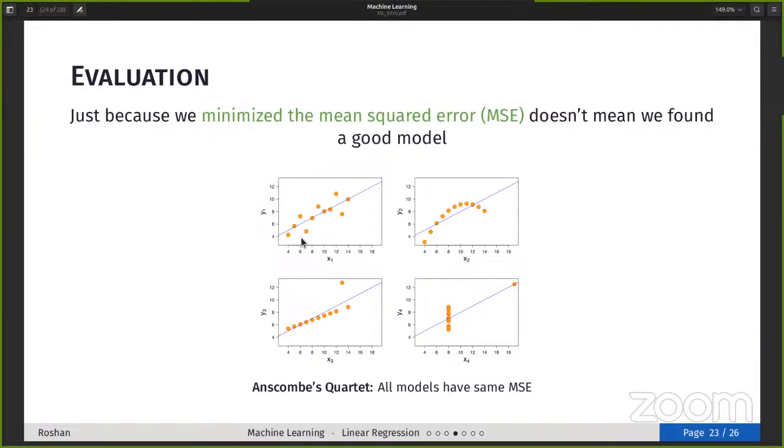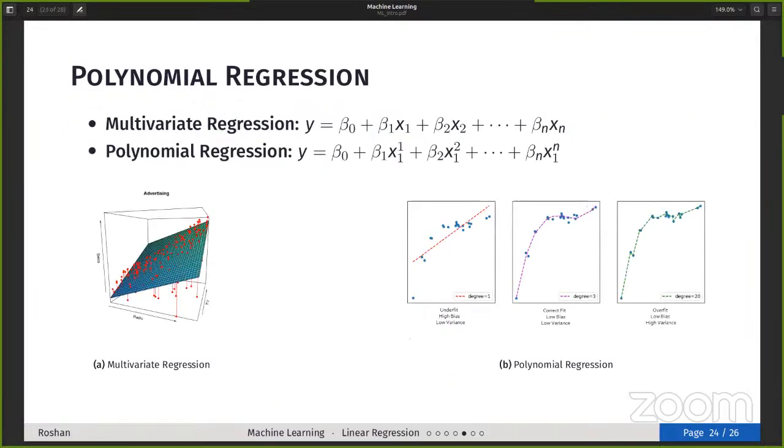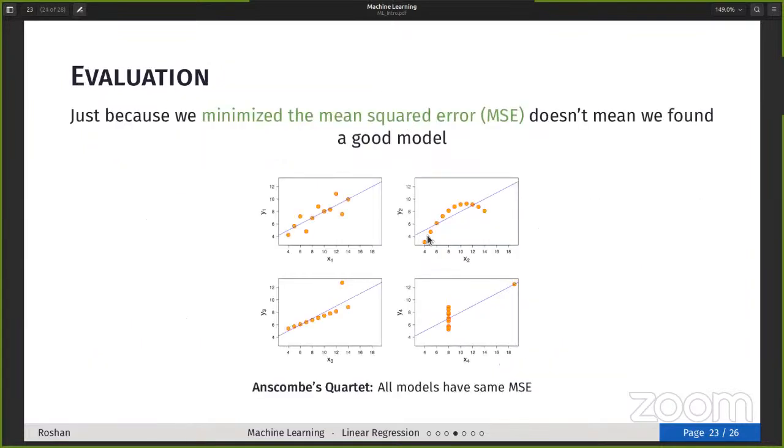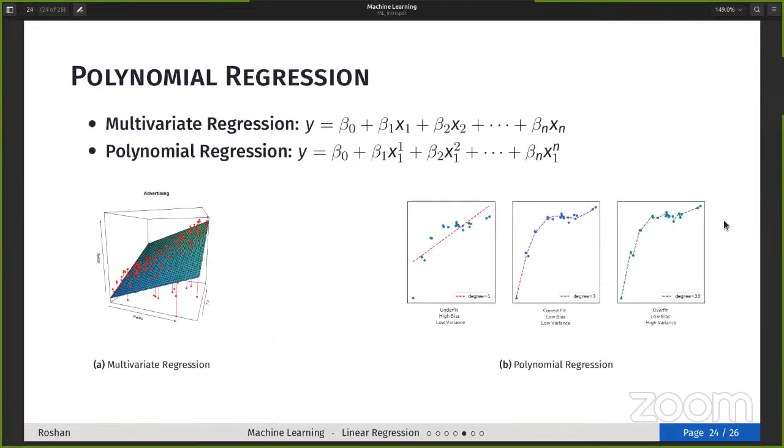This is how you visually look at it, and you don't go by this mean squared error metric alone. And the next case here is, as I told you before, a linear relationship won't work. I want a non-linear relationship. So that's where this polynomial regression comes into place.